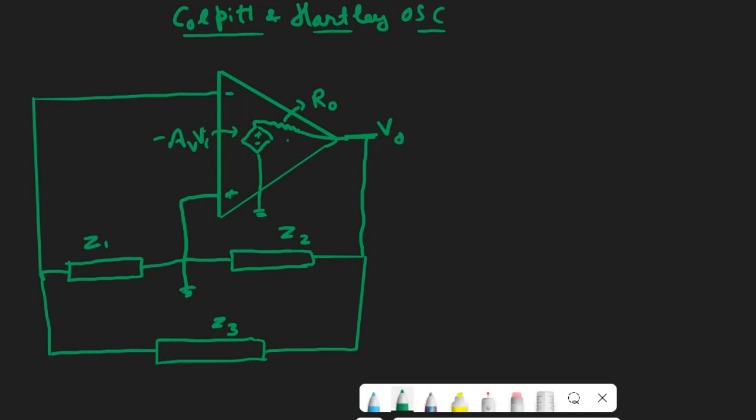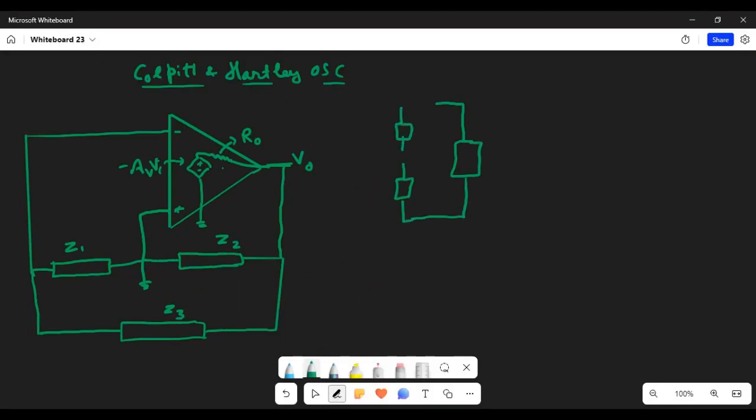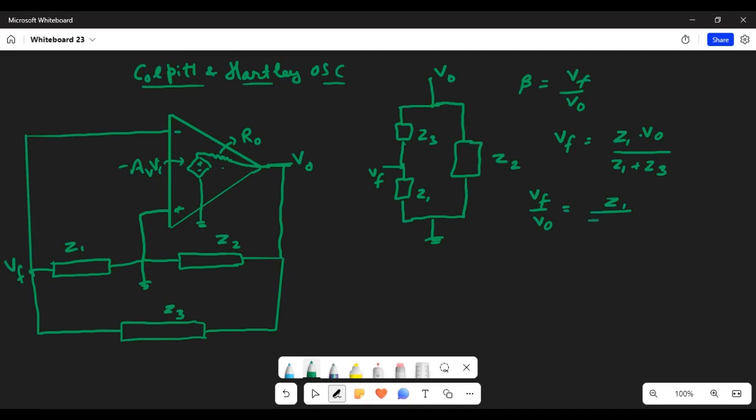For example, for Colpitts, Z1 and Z2 are capacitors and Z3 is an inductor. Now, if we take the feedback network, it will be Z2 in parallel with Z3 and Z1, and we have Vf, which is the feedback voltage. Now we know beta will be equal to Vf upon V naught, and from the circuit, Vf equals Z1 into V naught upon Z1 plus Z3, or Vf upon V naught equals Z1 upon Z1 plus Z3. So this is one important equation.